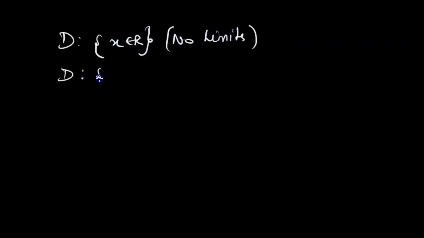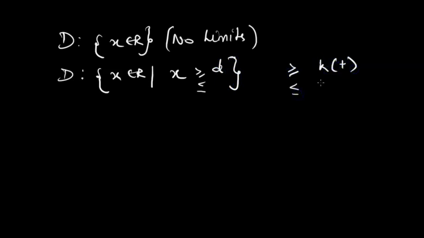We just have to remember that domain is written as x ∈ R, in set brackets, if there are no limits on domain. However, if there are limits on domain, then we write down either a greater than or equal to sign or a less than or equal to sign, and here goes the d value. Greater than or equal to if k is positive, and less than or equal to if k is negative.